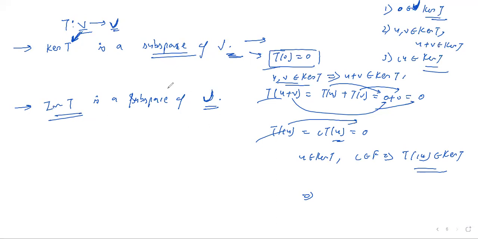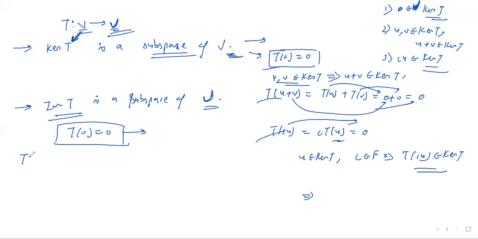Similarly we'll see for the image of T that the image, or range, of the transformation is a subspace of U. Let's see it like this: T(0) equals 0. It is the required condition in all linear mappings, so it exists in all of those.